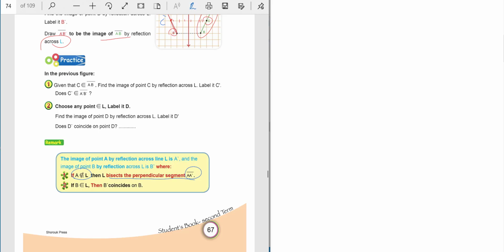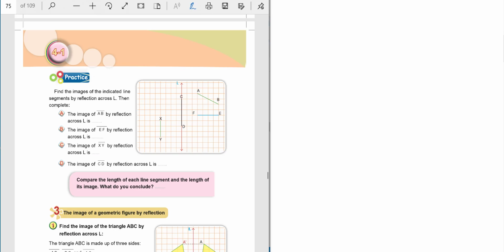If B belongs to L, then B dash coincides with B, the same point. A, B and B dash are in the same position. In this exercise, we need to find the image of this line segment.